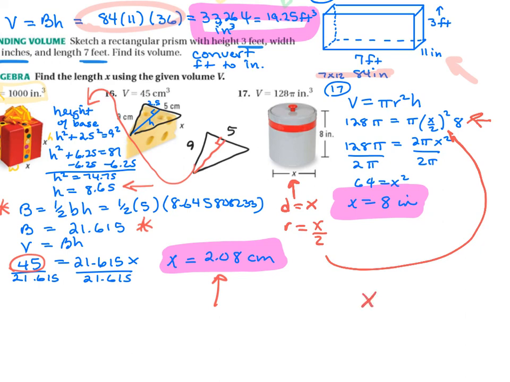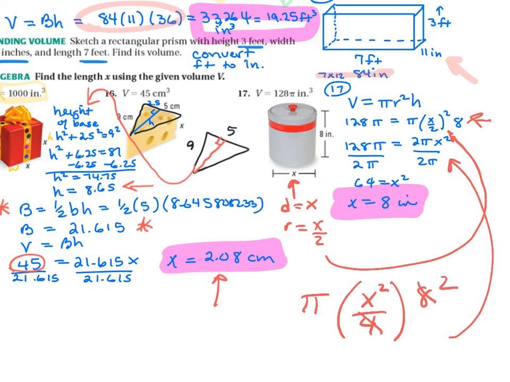Once I square, it becomes this. And then if I times it by 8, I can simplify. And that's how I turn it into 2 pi x squared. And then 128 divided by 2 is 64. Now we square root it and we get x to be 8.